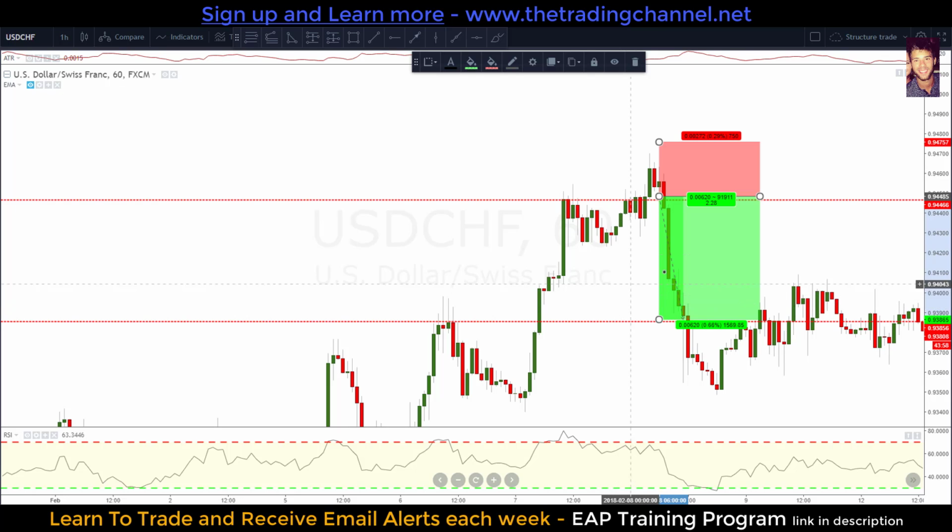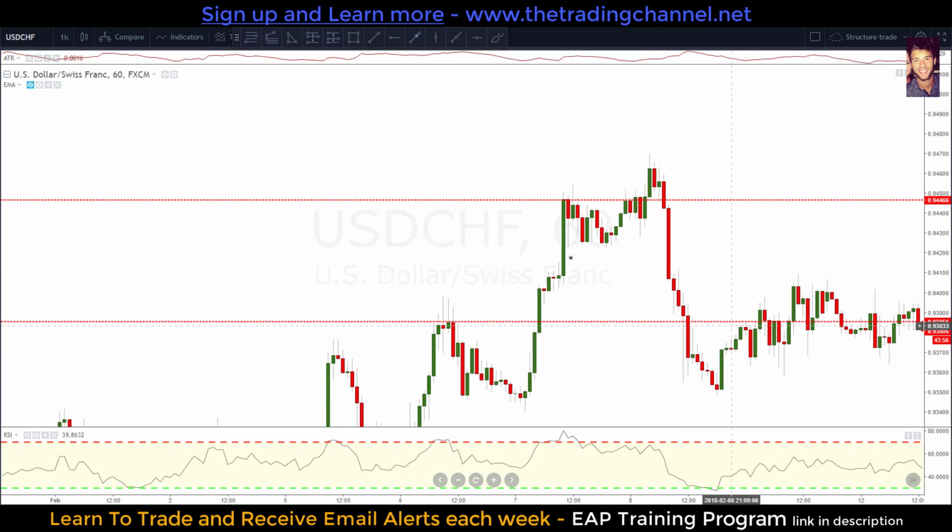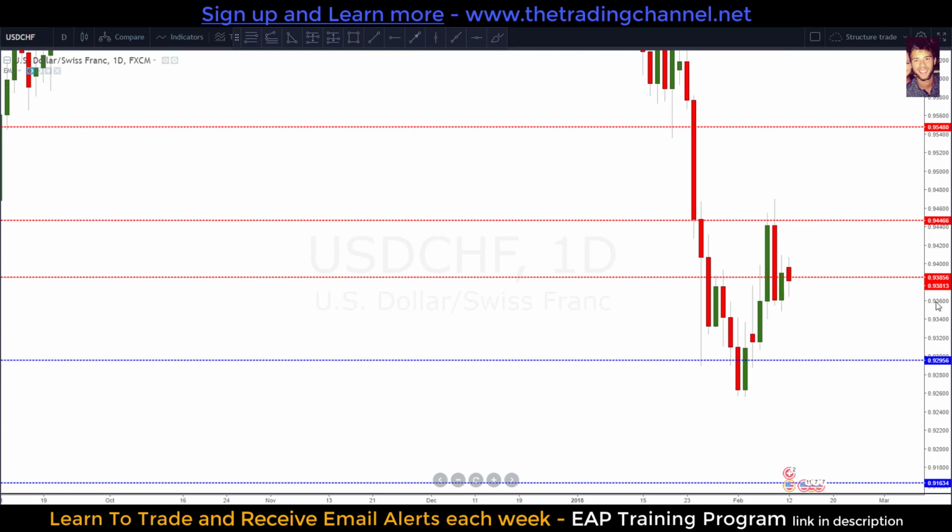Now let's go ahead and head back out to a daily chart and talk about what we're expecting next out of the dollar Swiss. Back out here on the daily chart, we're hovering around the 0.938 level again, a level that did act as resistance right here, pushing the market down. But here we're not really expecting support out of this level.